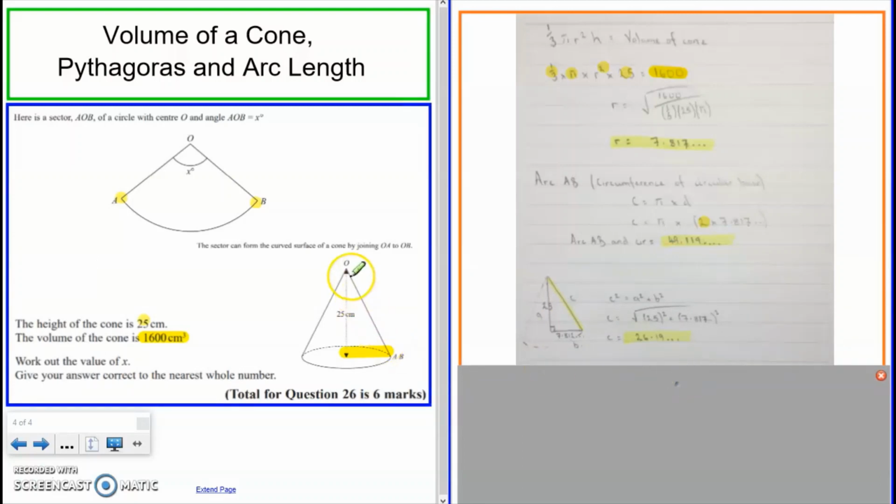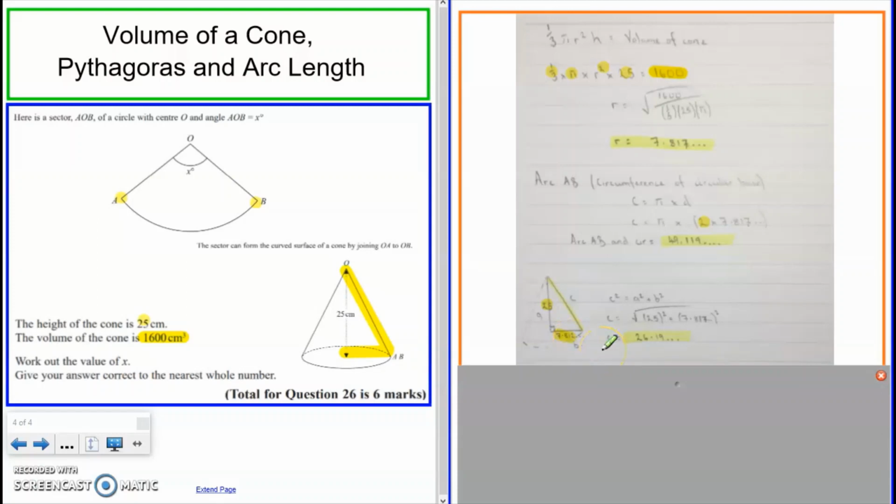Next bit of information I'm going to look for is this slant length here. So if we just look at this part of the cone, you can see there is a right angle triangle available. We know the height is 25, the question tells us that. This base here is the radius that we calculated up here. So we're looking at 7.817 and so on.